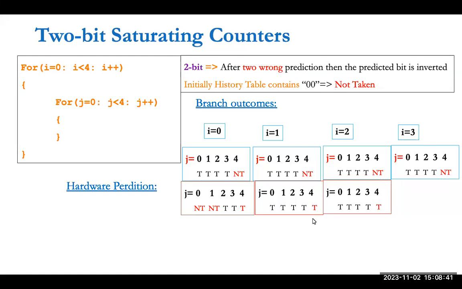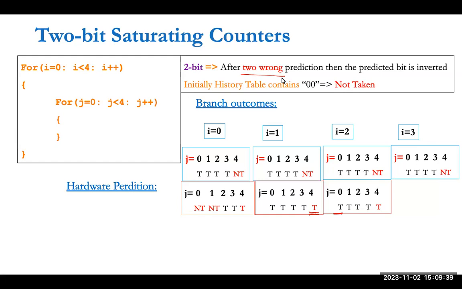For every iteration, it uses its previous record of the branch, whether it was taken or not taken. Based on the previous record, it is going to reset or continue with the same state in the 2-bit saturating counter. In the history table, it maintains the previous record. Based on this previous record, it predicts that in the future also, at j equal to 0, it will be taken again. Then it compares with the actual outcome. When it is matching, that means it is a correct prediction. It only inverts the bits when 2 consecutive wrong predictions come from the previous history.